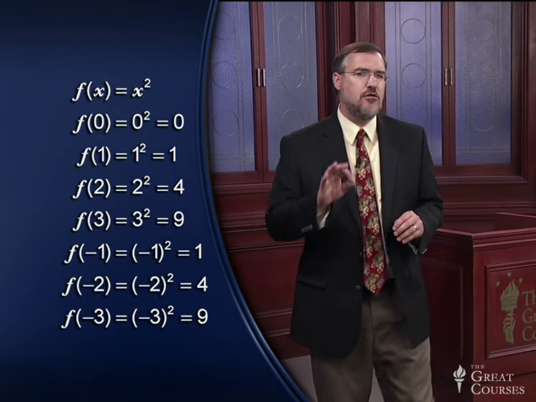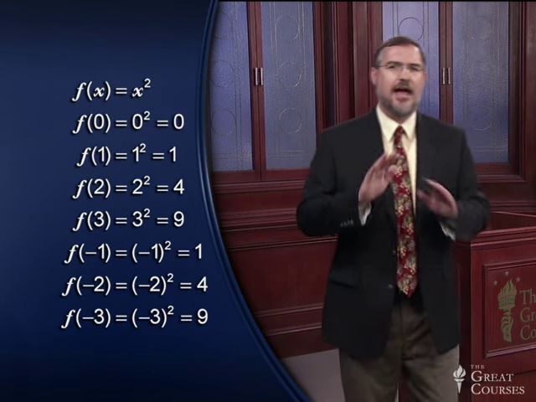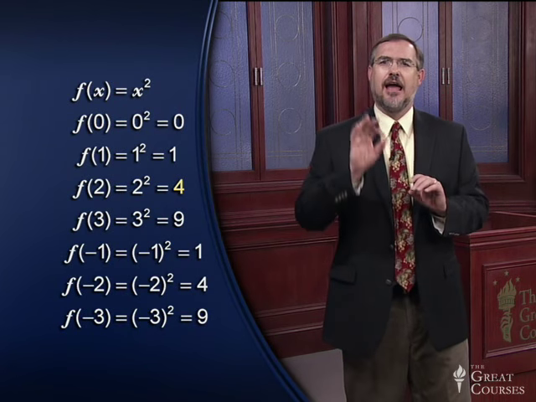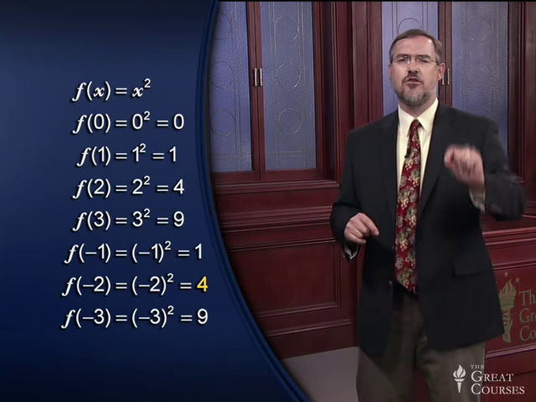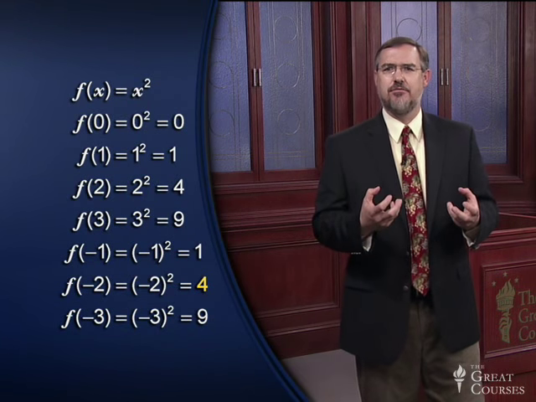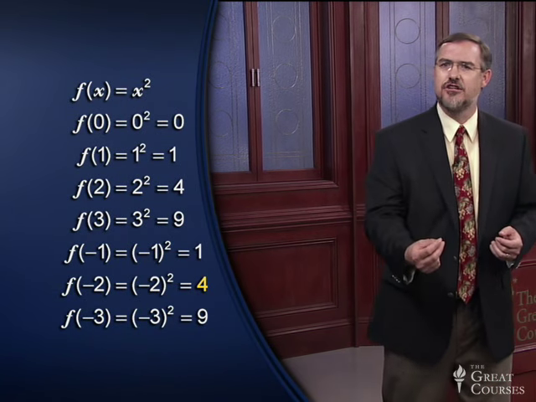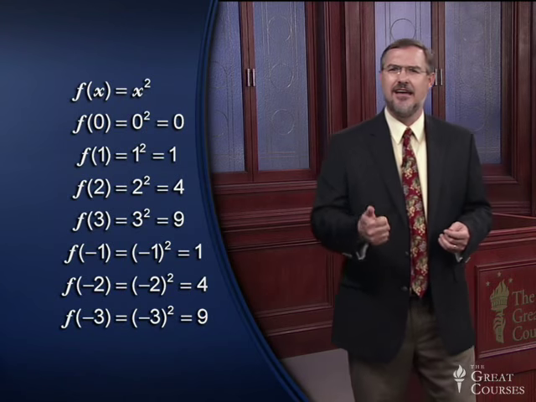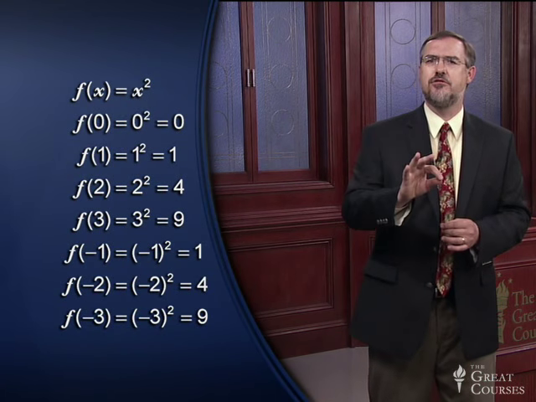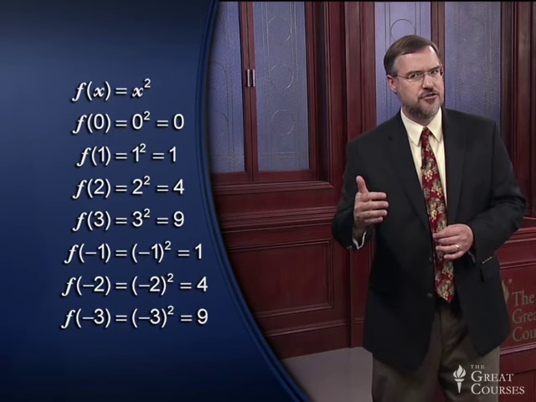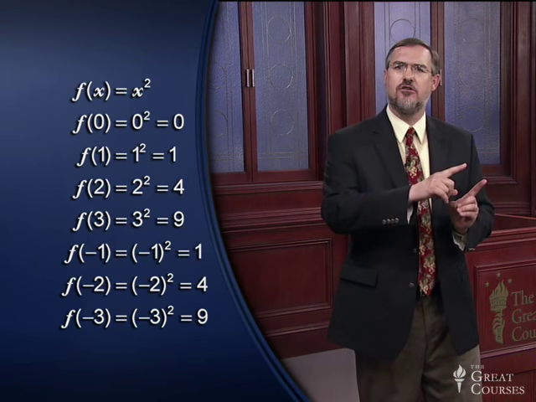But I could hear a few of you saying something like, hey, wait a minute, time out. Notice that f of 2 and f of negative 2 were the same. They were the same output value. They were both positive 4. Is that okay? Do I still have a function if two different input values, 2 and negative 2, have the same output value of 4?